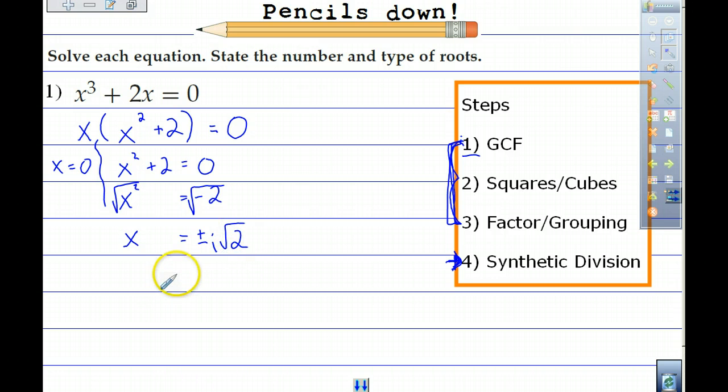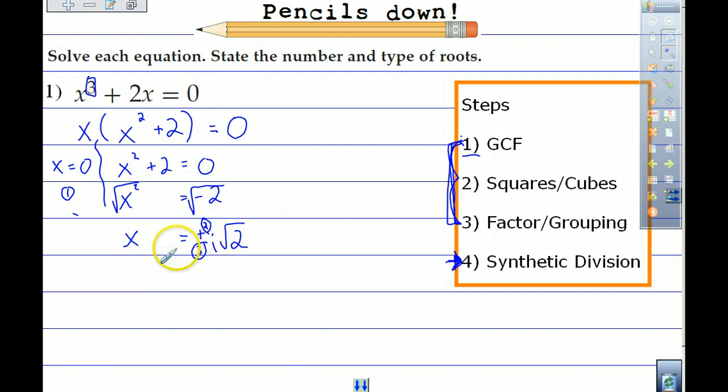Good. So what's the degree of this function? What's the degree of this function? 3. Yeah, degree just means highest exponent. How many solutions are there? 3. 1, and then the plus is 2, the minus is 3. So the degree should match the number of solutions you have. Always matches. And the plus or minus counts as 2.